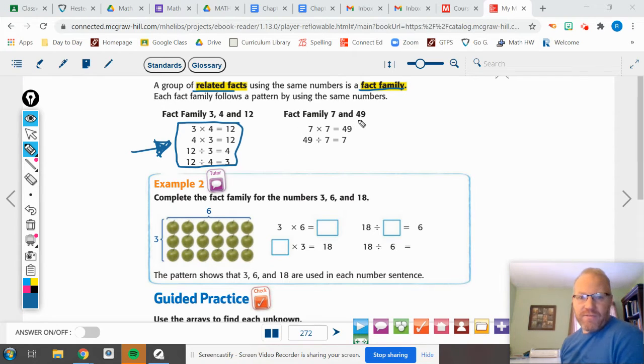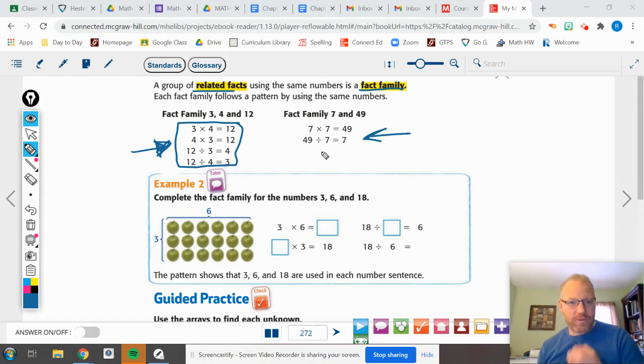Fact family 7 and 49. Well, 7 times 7 is 49. You can't turn these around because 7 would still be in the same spot. So then 49 divided by 7 equals 7. So this one only has 2 rows because the numbers are the same that they're multiplying and dividing by.